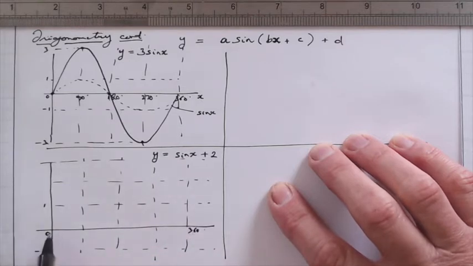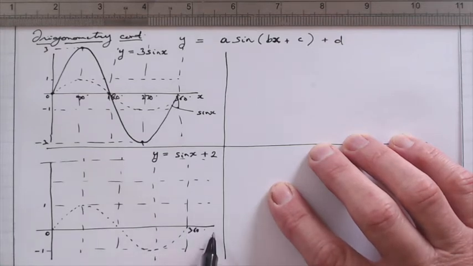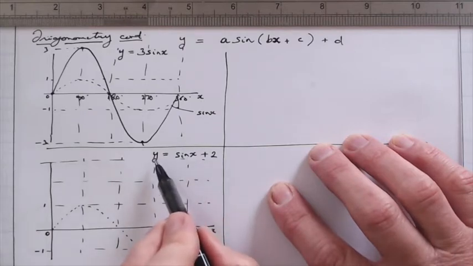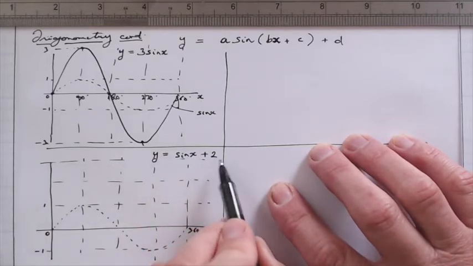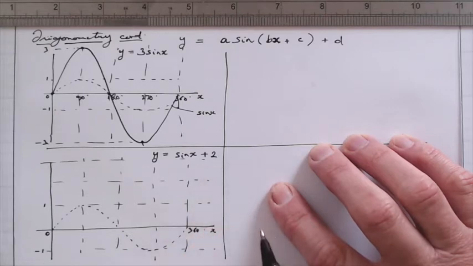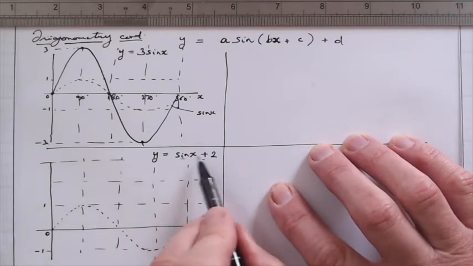So again, let me just sketch, as I say, the ghost of sine x. So here's sine of x, sort of lurking in the background. Goes from 0 up to 1, back to 0, negative 1, back to 0. But we now have to draw the graph of y equals sine x plus 2. So at every point, I don't multiply sine x by anything, but I add 2 to it.